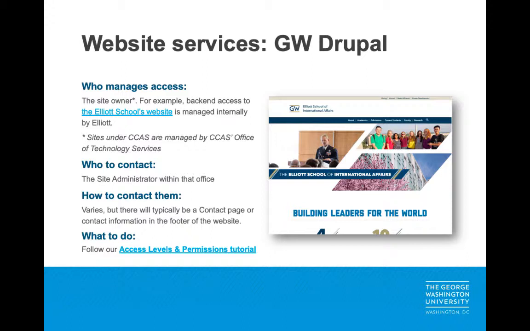So for example, here you can see the Elliott School of International Affairs homepage. The web team within Elliott School is actually who will manage back-end access to that website. So a lot of times people will come to us and say, hey, I need to make an edit on such and such page on the Elliott School website, and we have to let them know you have to reach out directly to the Elliott School. We don't have authority to just give someone back-end access just because they request it.